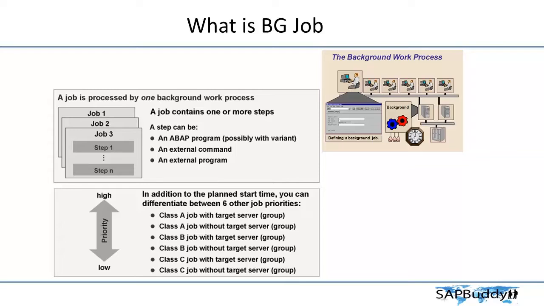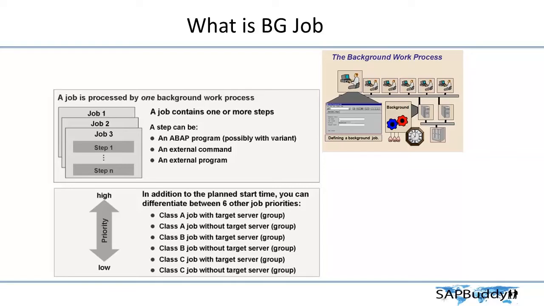Now you may think, why do I need to do that? It is possible that one application server has higher processing power and the other has lower processing power, and you want to schedule the job on a specific application server. That could be one reason. The main reason we specify a specific target server is mainly for interfaces.